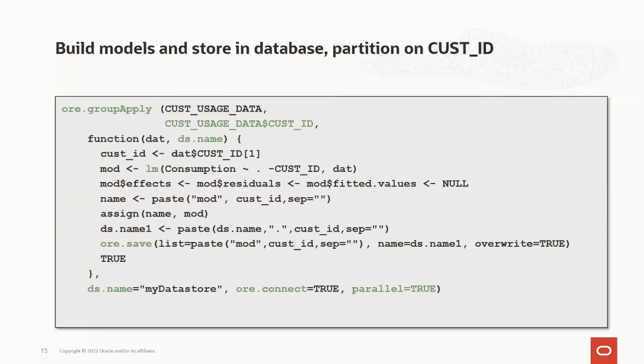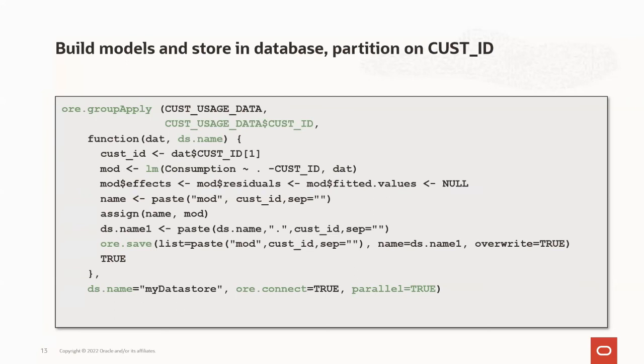We can then invoke this function, which spawns the number of requested R engines in parallel, loads the user-defined function, and passes one partition of data to each R engine to build models until all the data is processed. These resulting models, instead of being stored in flat files, can be stored in the database in what we refer to as the R datastore.